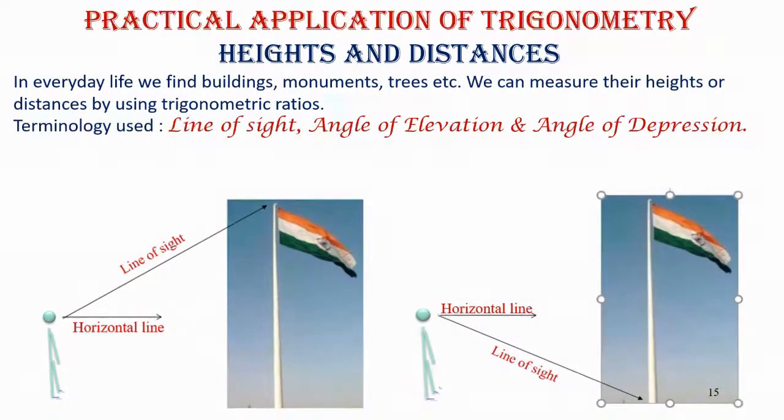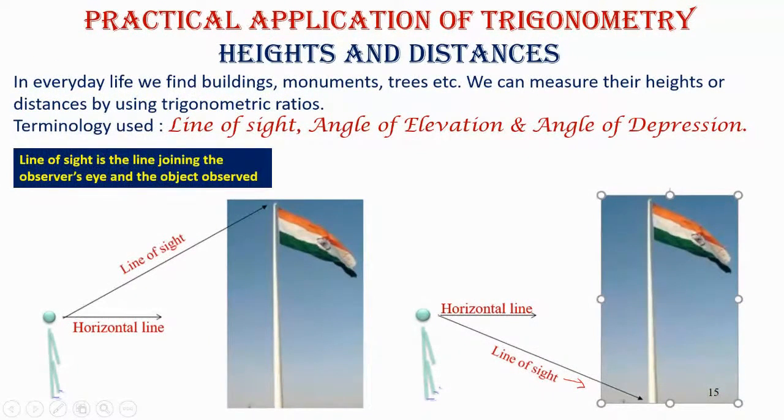Now again, in this figure, here the man was looking at the top of the flagpole, and here the man is looking at the base of the flagpole. Again, his horizontal line is this, and his line of sight is deviating from the horizontal line and looking downwards. So he's looking this direction. So this is called the line of sight. Therefore, line of sight is the line joining the observer's eye and the object observed.